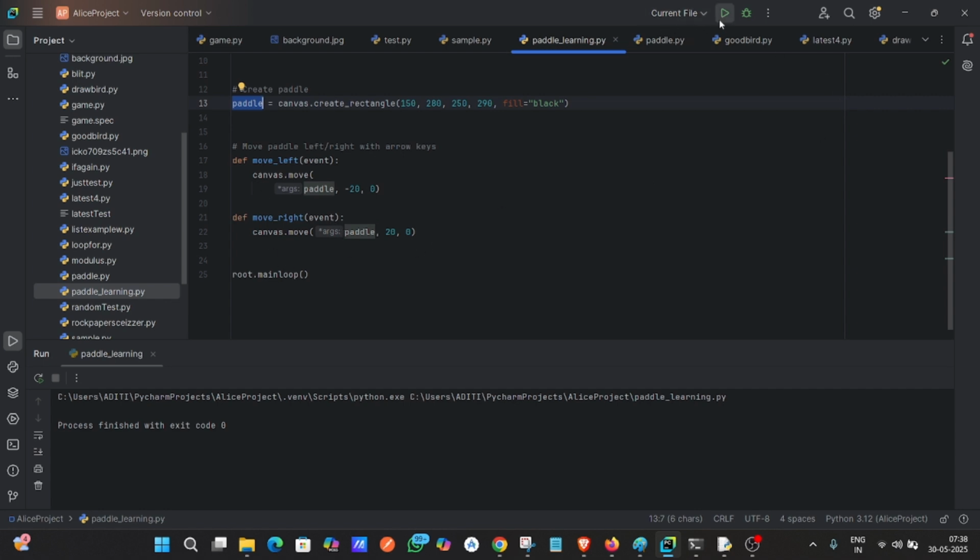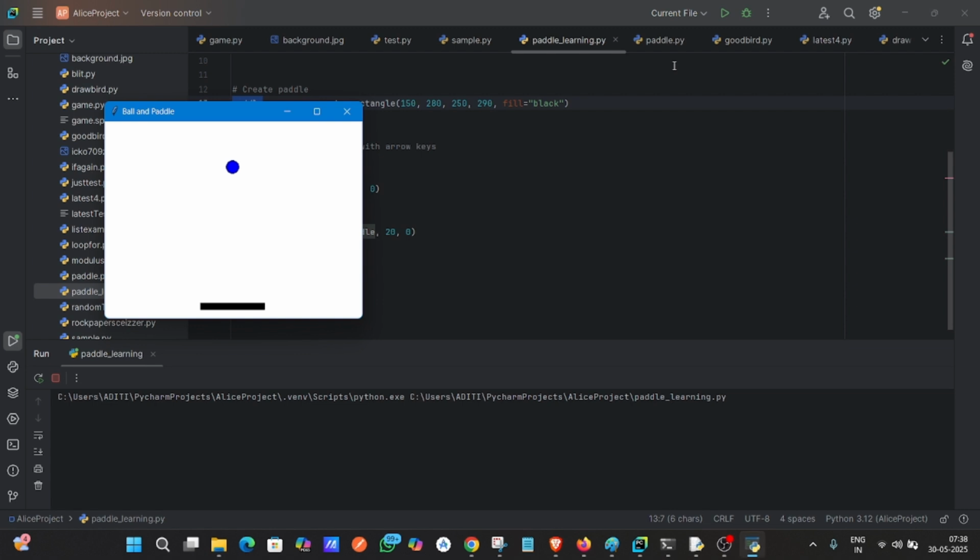But now if I run this and if I use arrow keys, the paddle is not moving at all. So something is missing. What is it that is missing? Let's explore and see what is missing.